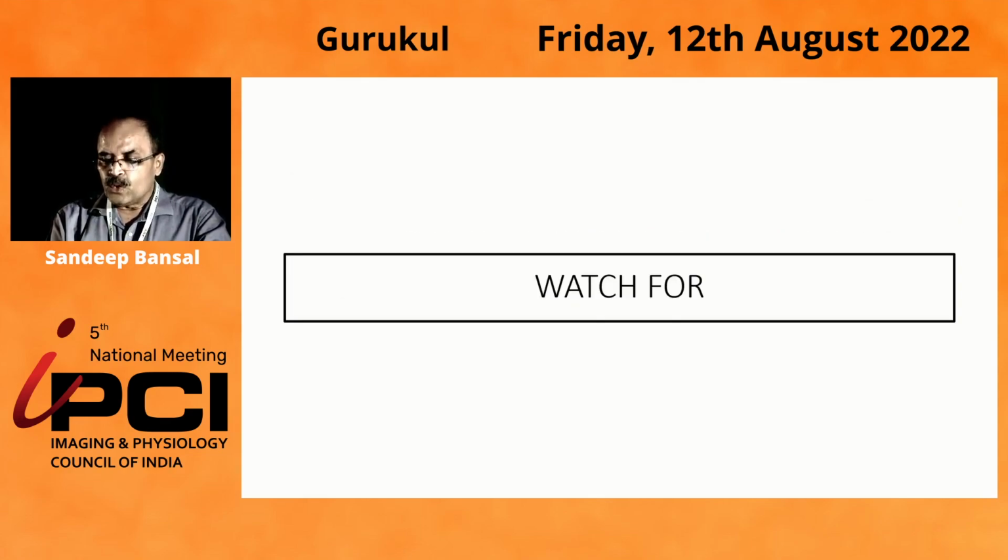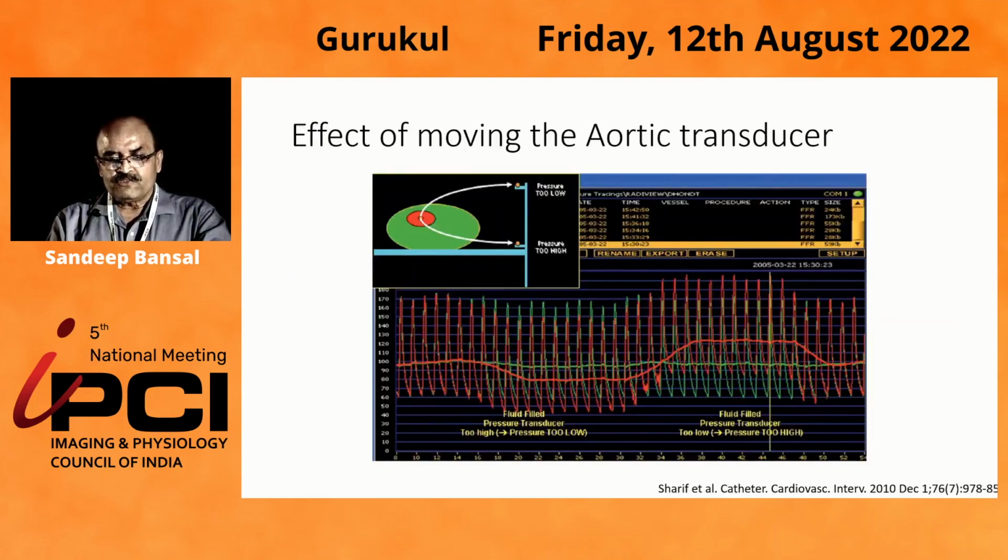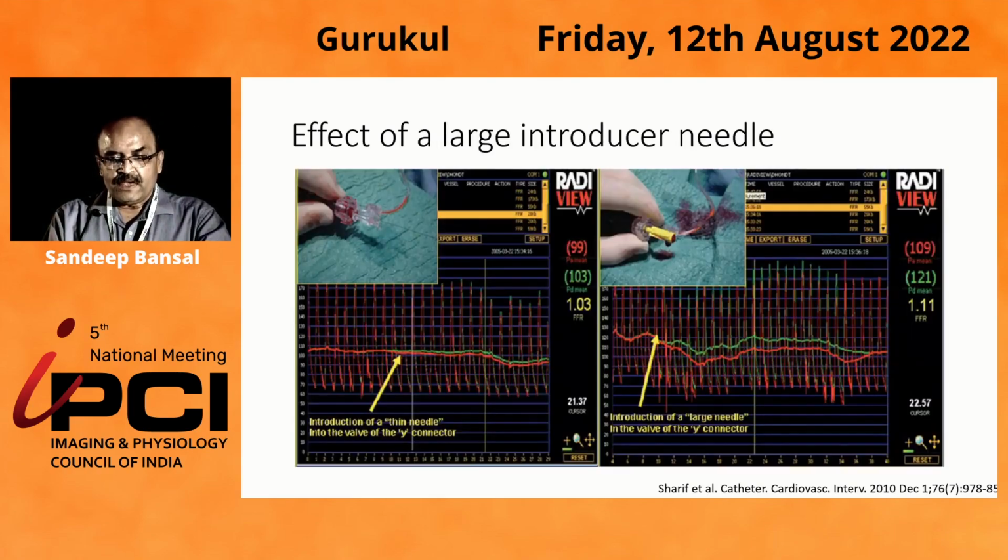What do we need to watch for? We need to watch for the moving aortic transducer. Sometimes it just happens that the transducer is moving and it gives us a false value. If we forget to remove the needle, then we can have movement because of the needle itself, and it will depend upon whether we are using too thin a needle or too thick a needle.